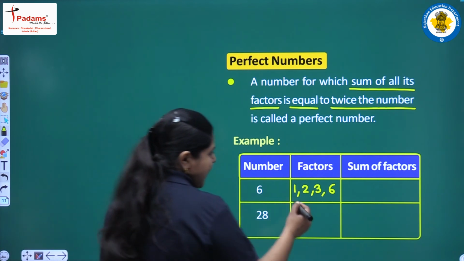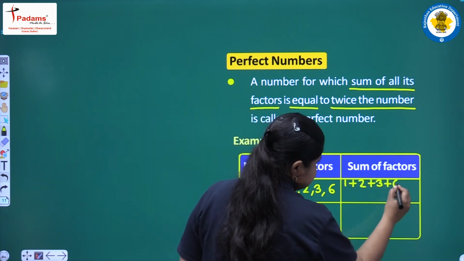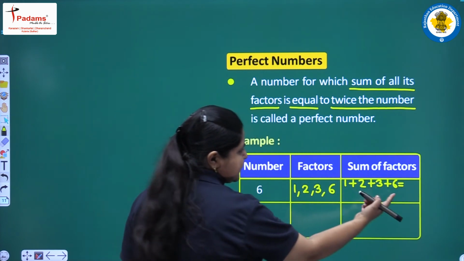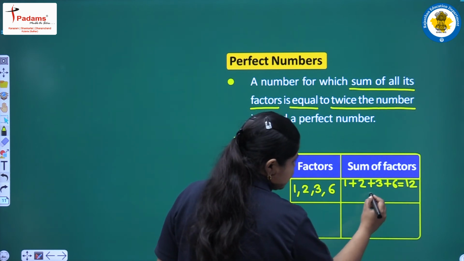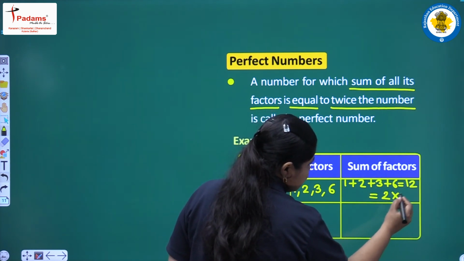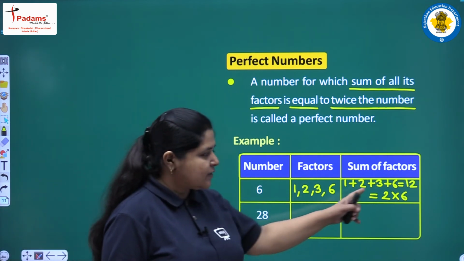Now let us try to add these factors. 1 plus 2 plus 3 plus 6. It is what? 6 and 3 is 9, 10, 11, 12. And what is 12? It is 2 times 6. 2 into 6 is also 12 and the sum of factors is also 12.